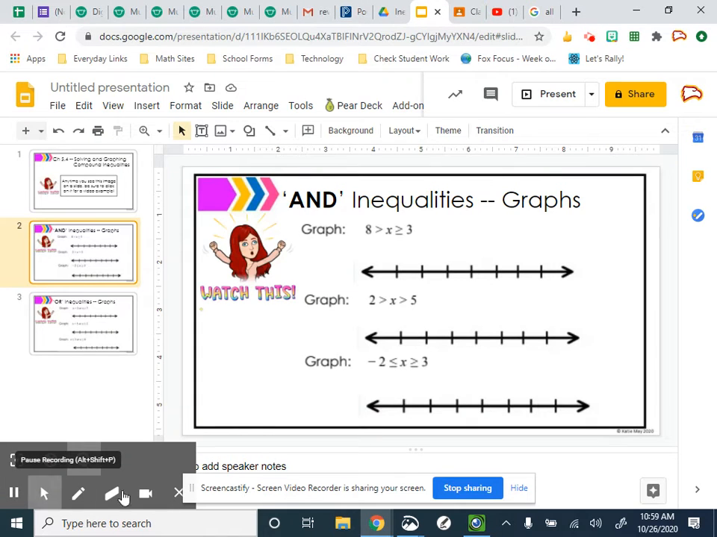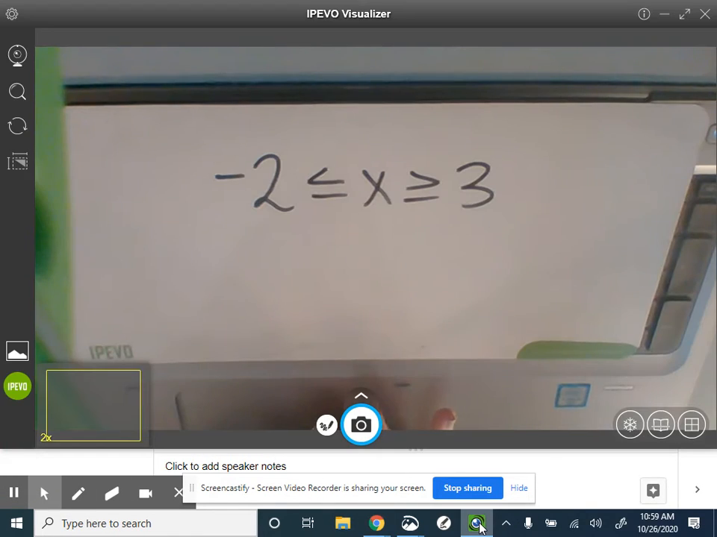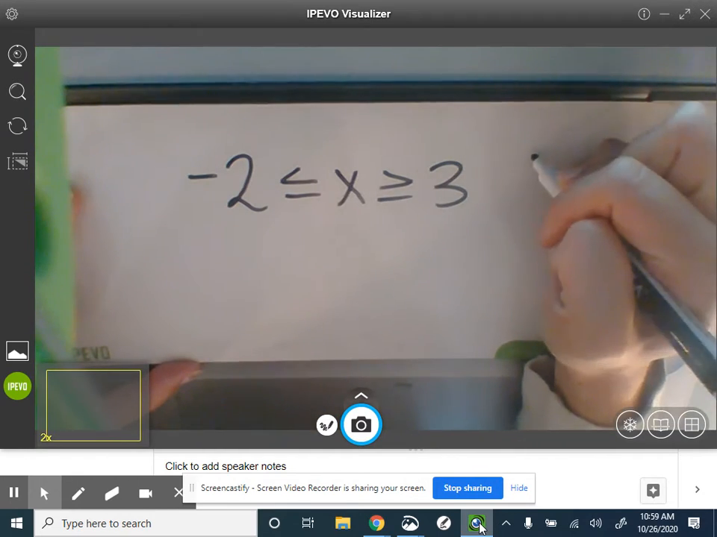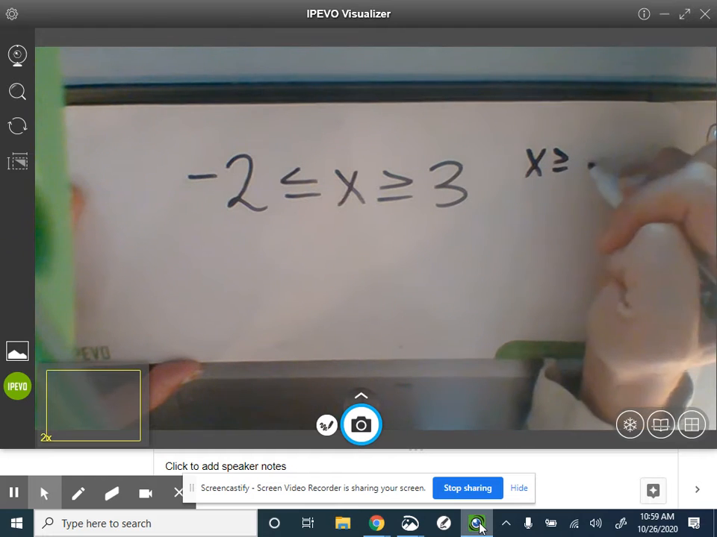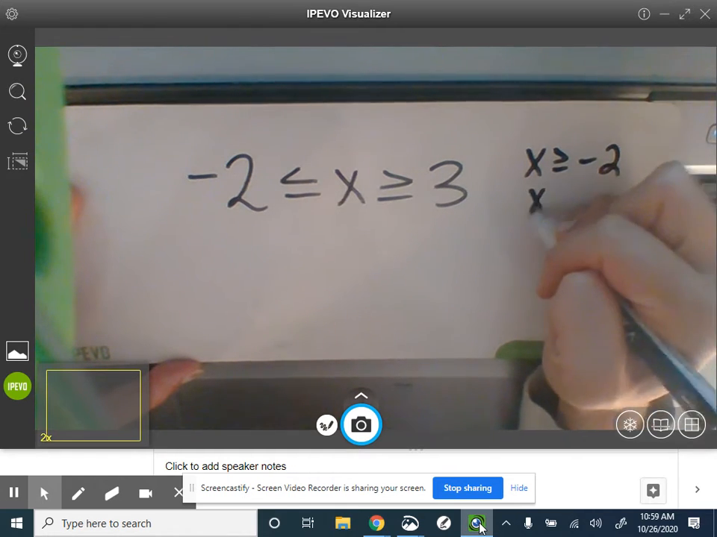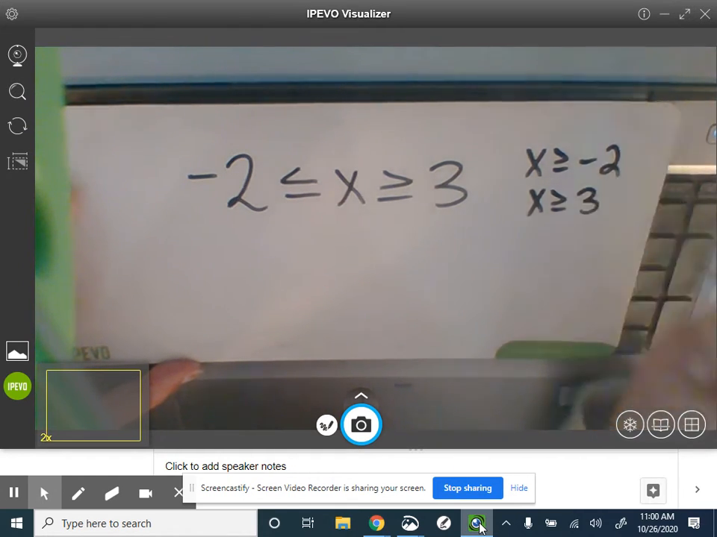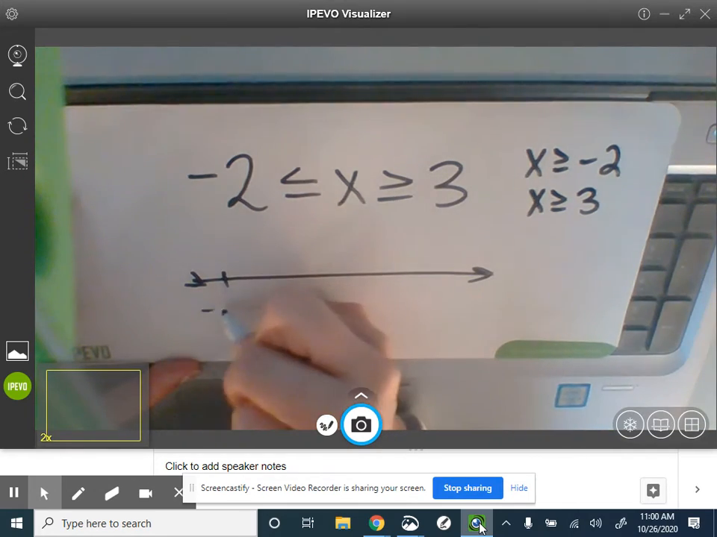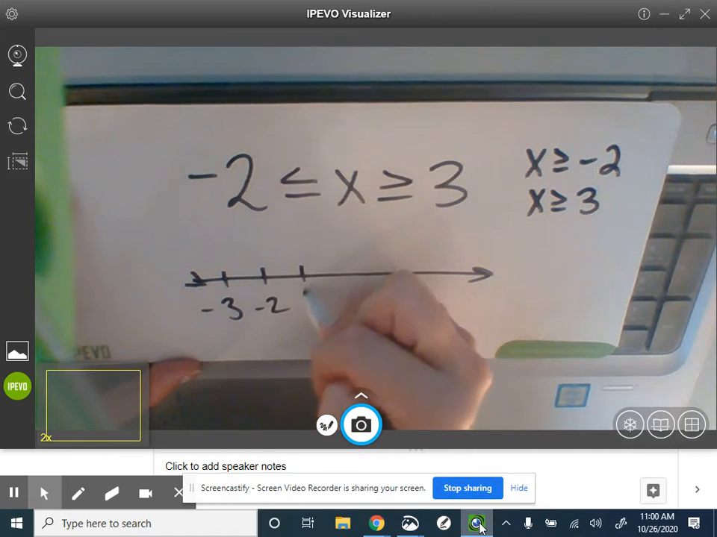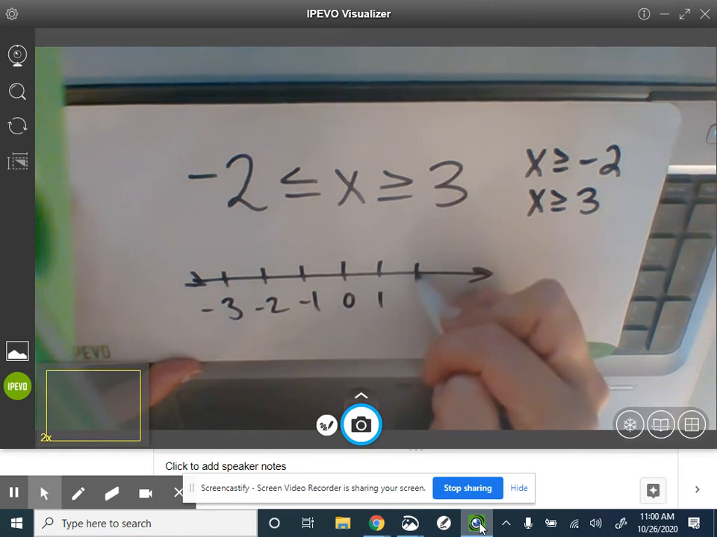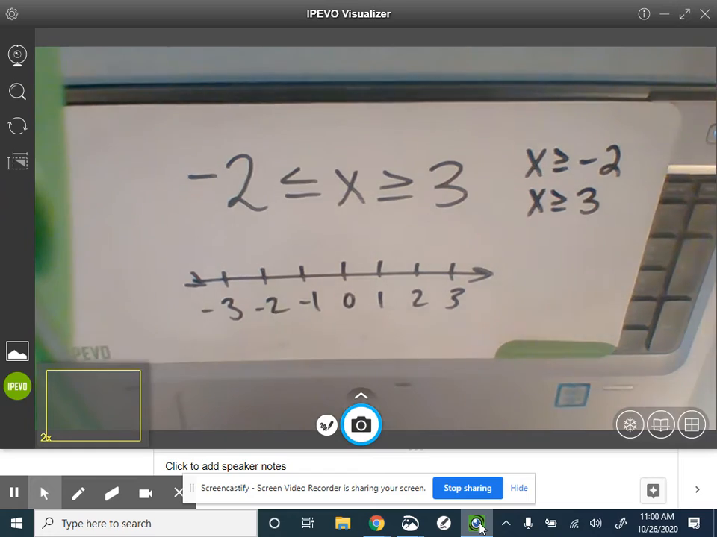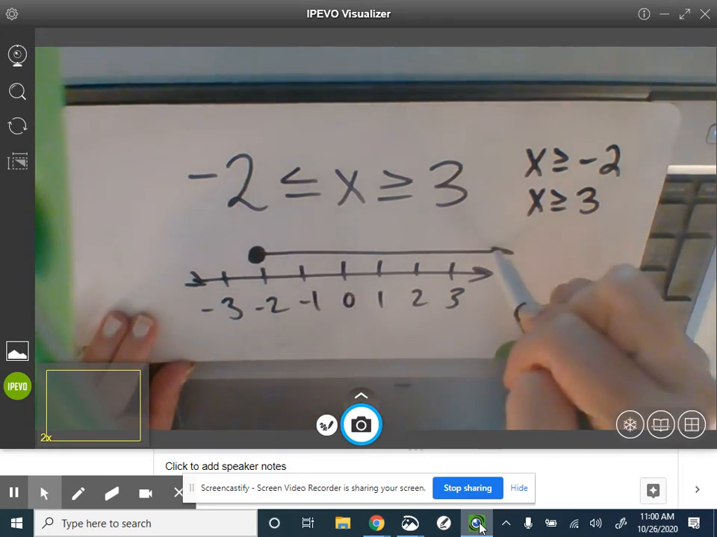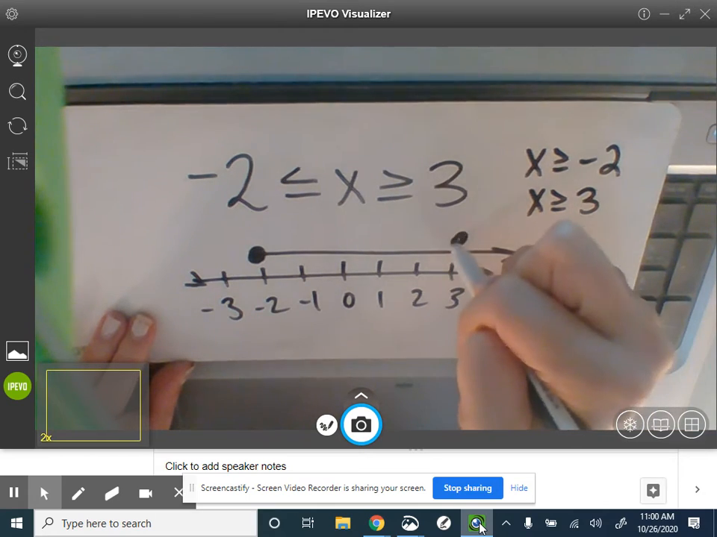All right, here's our other circumstance that we might run into. We have -2 is less than or equal to x, and x is greater than or equal to 3. I'm going to rewrite it again, just so it's a little clearer as to which direction is going to be pointing on the graph. So we have -3, -2, -1, 0, 1, 2, 3. Okay. So we have x is greater than or equal to -2, and we have x is greater than or equal to 3.